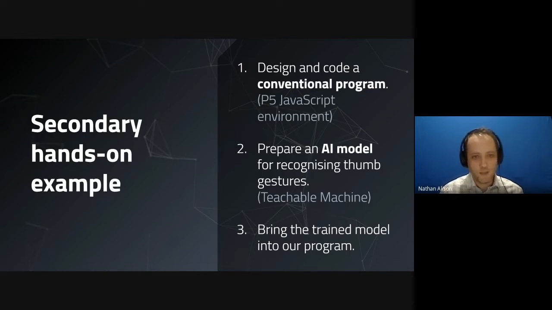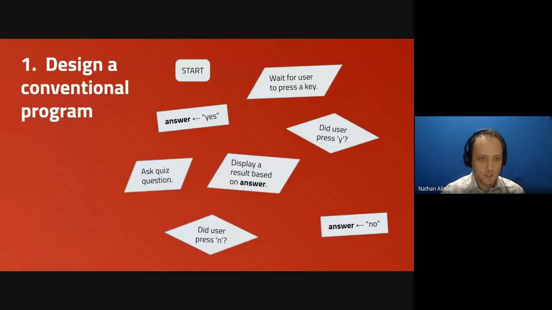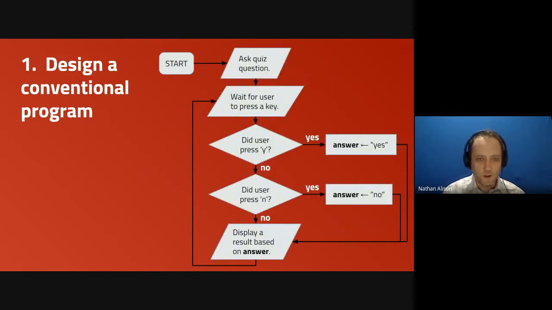So we'll prepare the AI model, and we'll use Google Teachable Machine for that. And then we will bring that model in and adjust the program so that it actually uses that model to work with the quiz. Now, in terms of the conventional program, here are some of the parts of the algorithm. This is just a flowchart, but here are some of the parts that would be needed to make this program work, and I'll put those into their right places.